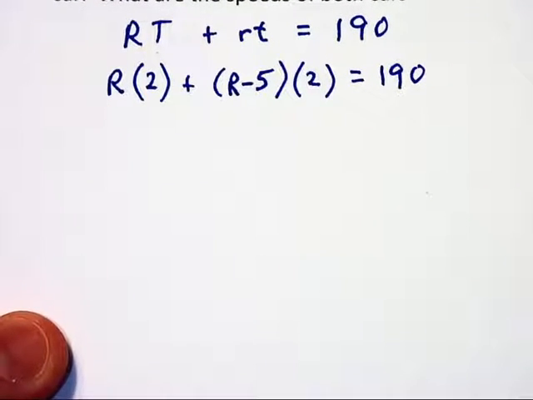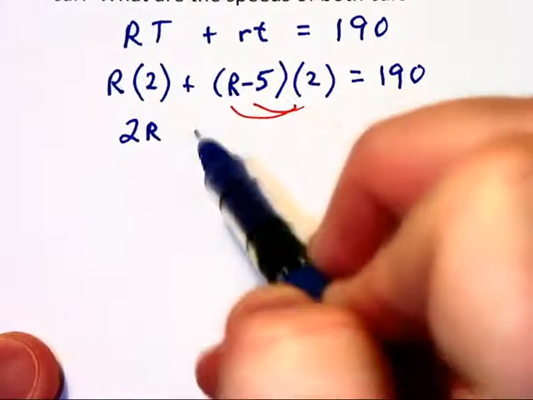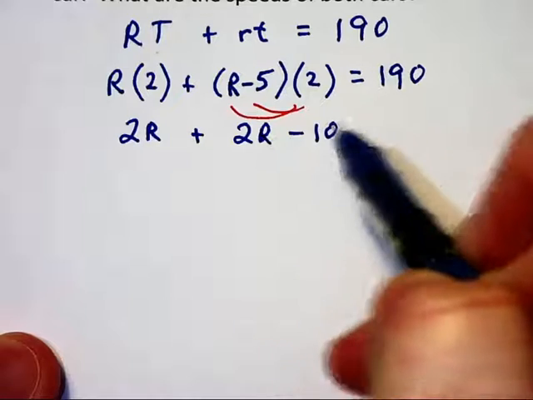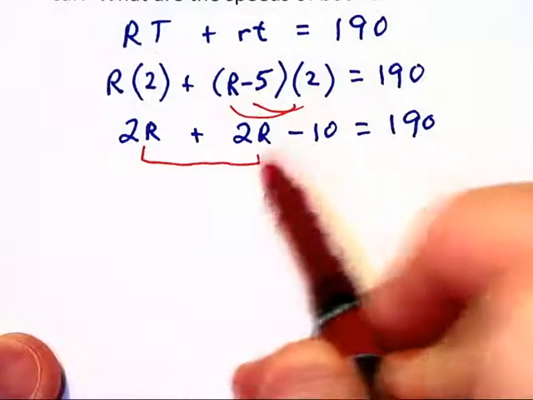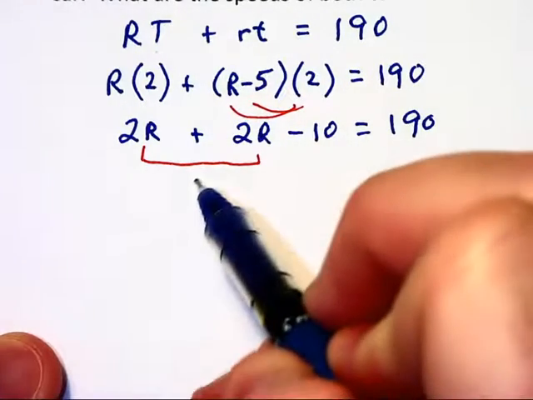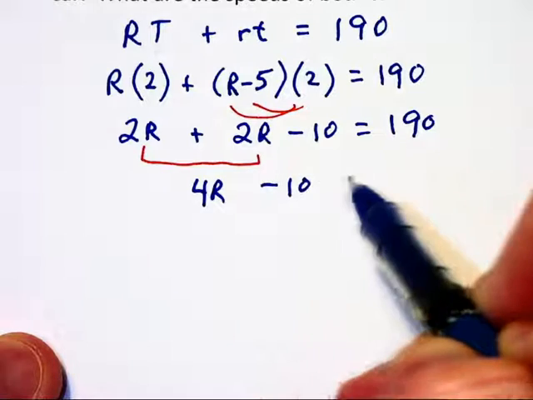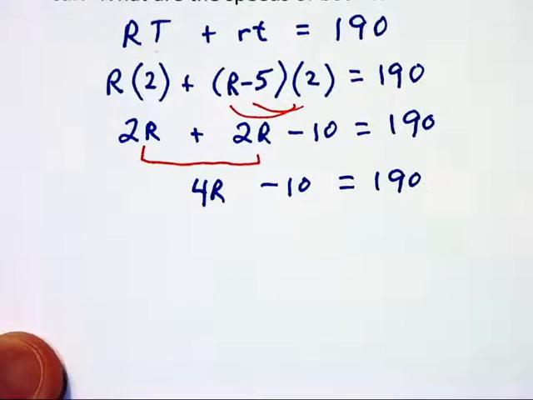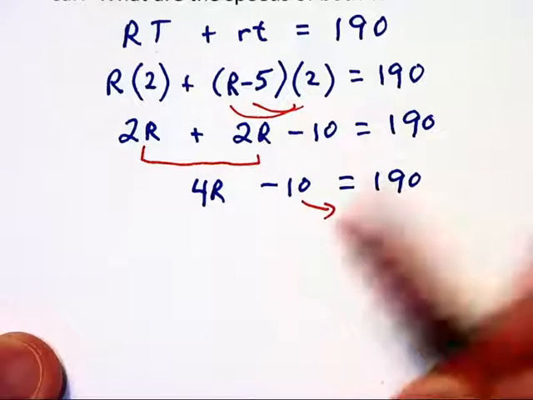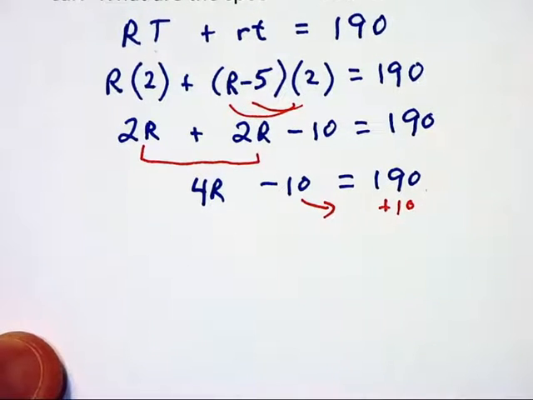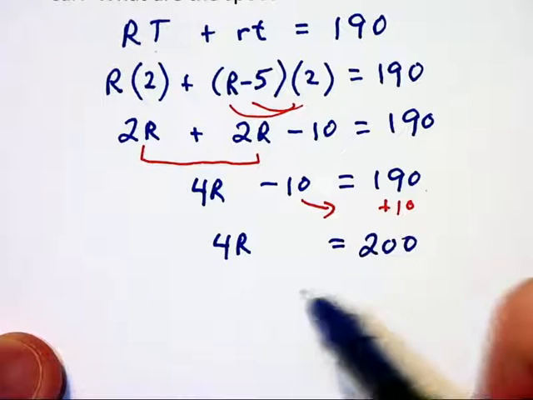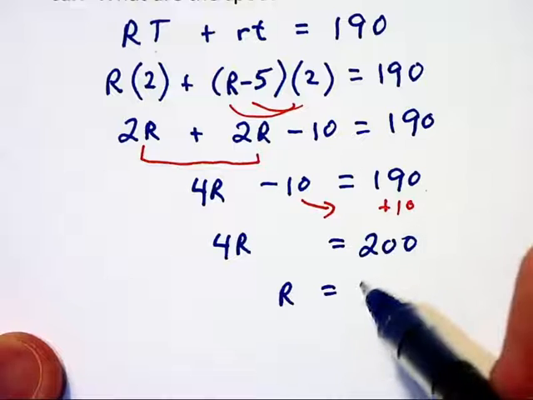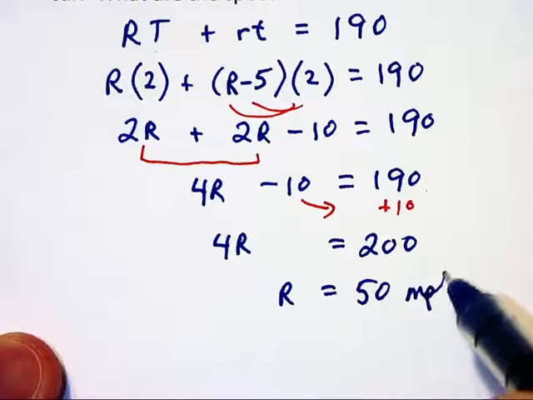Now let's do the distribution and see what we have. We have 2r plus 2(r minus 5), which is 2r minus 10, equal to 190. We can now combine like terms on the left-hand side. That will give us 4r minus 10 is equal to 190. I will then choose to add 10 to both sides, moving that over to the right-hand side. And so I will have 4r is equal to 200, and therefore dividing each side by 4, we have r is equal to 50 miles per hour.